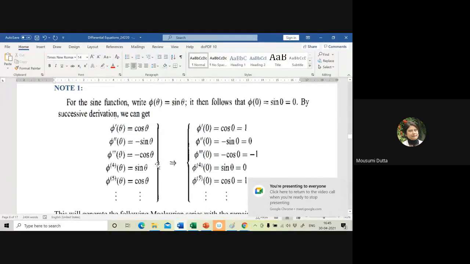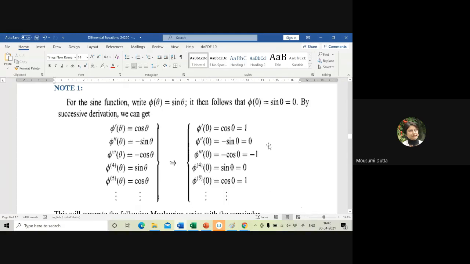Then in place of theta, I am considering the value 0. Suppose theta is equal to 0. Now I should consider phi prime 0, phi double prime 0, phi triple prime 0 and so on. Phi prime 0 is equal to cos 0, which is 1, that also you know. Sine 0 is 0, that you know. So it goes on like this: 1, 0, minus 1, 0, 1.